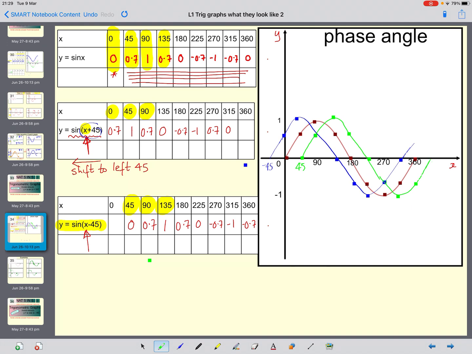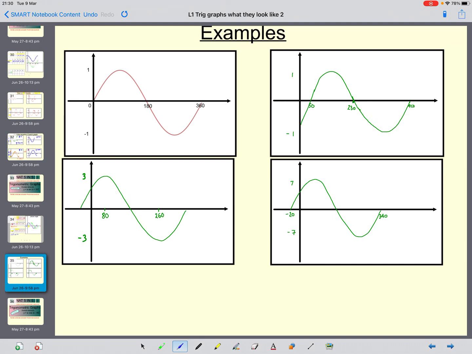It would look like this here. I can continue this up. Okay, so even though it says x take away 45, it has shifted to the right 45 degrees. So like I said before, the way I remember it, if it's in brackets, is the opposite of what you think it's going to be. And I've just plotted the table of values for you so you can see why that happens. So let's look at the next slide.